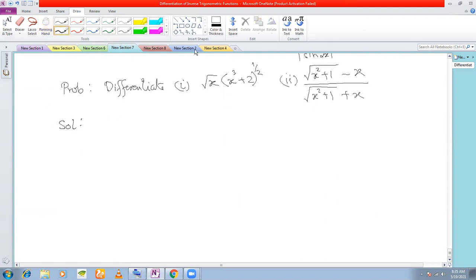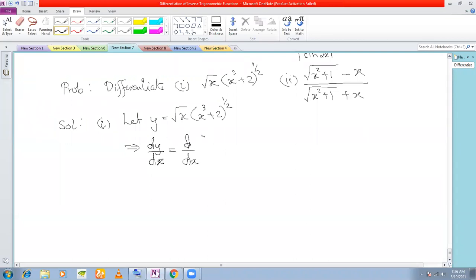So the question here is, first one, differentiate this. Let y is equal to square root x into x cube plus 2 whole to the power of half. See, you can differentiate this by the u into v rule. Just take this as u, take this as v. But later on when I do logarithmic differentiation, how to differentiate with the help of logs, this will become very easy. It is very easy to differentiate this with the help of log, but by using the u into v rule, this is going to be a little tough. So we'll do this by the u into v rule first, because I haven't discussed logarithmic differentiation till now.